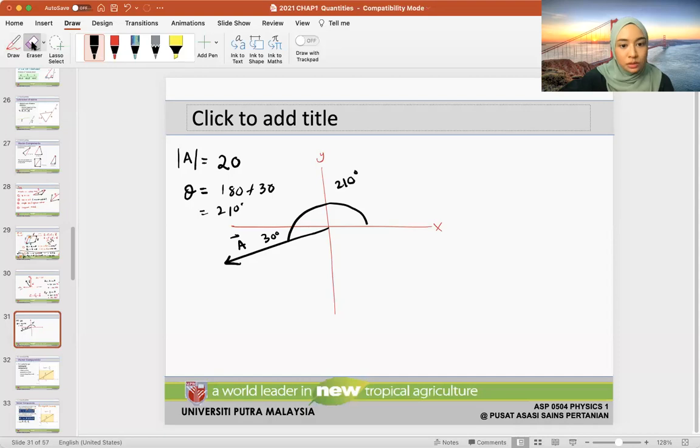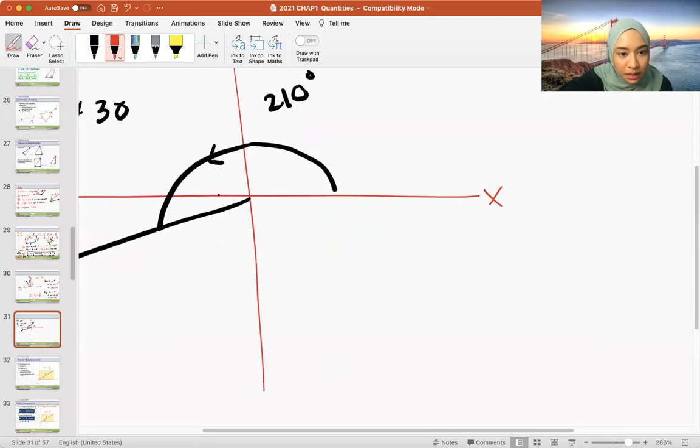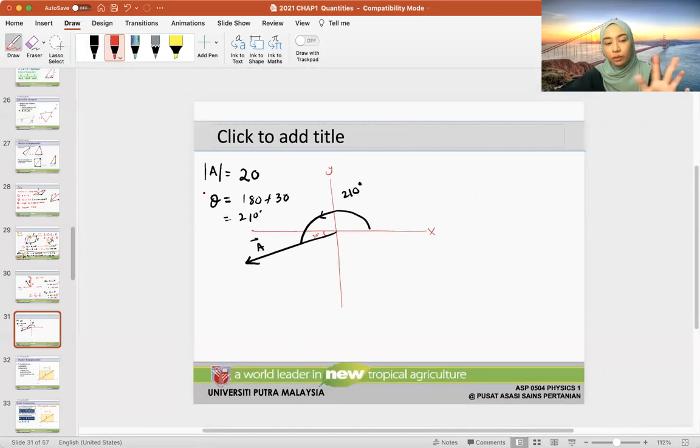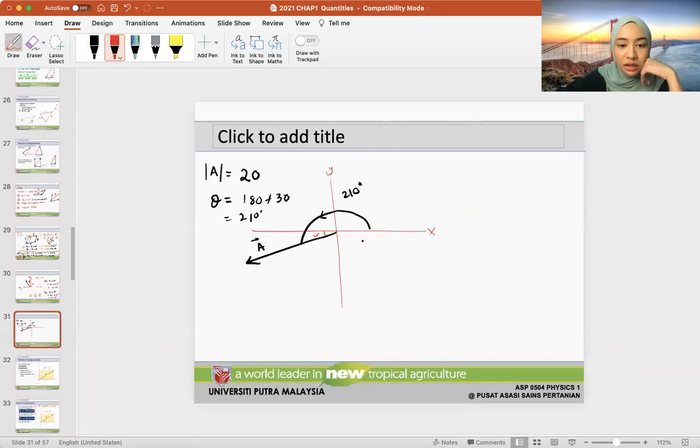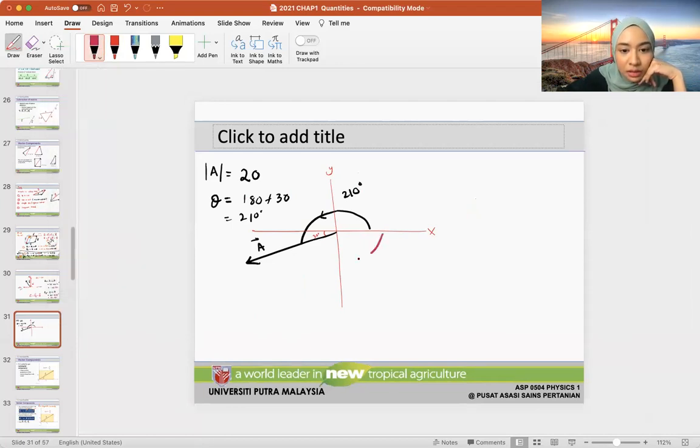So let me draw this nicely. So this one is 210. And this guy over here inside, which is going to be super small, let me just try my best to make this nice. Okay, 30 degrees. Okay, yay, we managed. So what if I wanted to find out the angle with respect to the positive x-axis, but from this side? Can I do that? Can or can't?